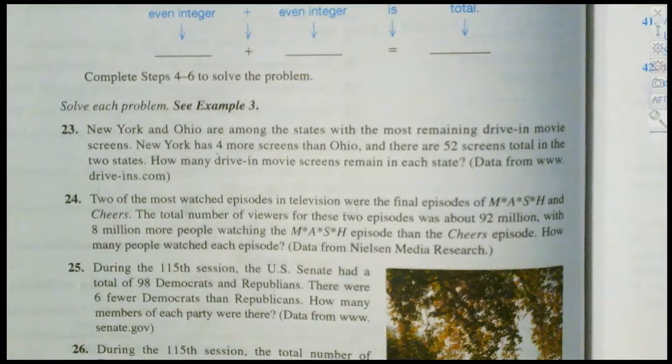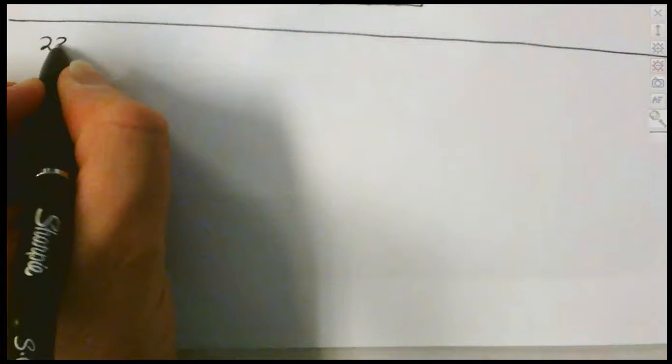So first off, what do we have? Well, we have these 2 states, and so we're looking at New York and Ohio. So we're going to label them New York and Ohio, and then we're going to use that information to make our equation. We're going to work with words first, and then we're going to use the variables. So this is question 23.